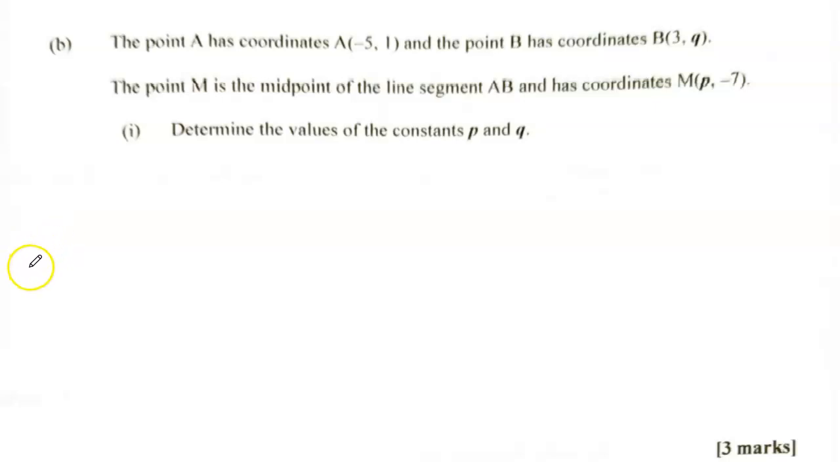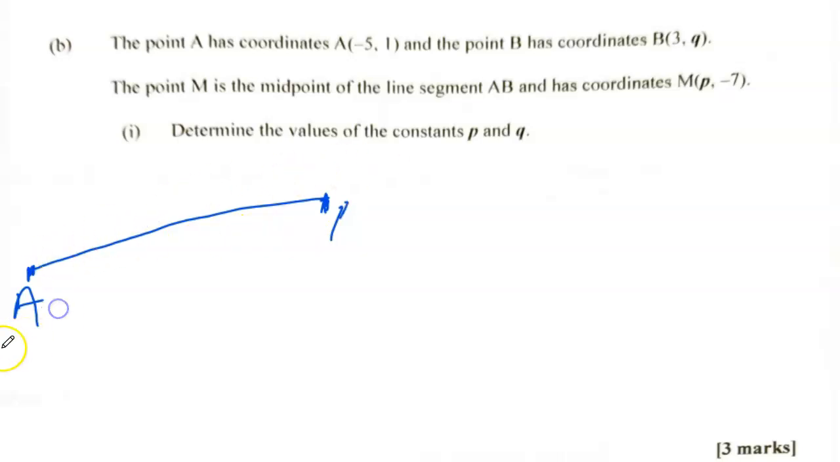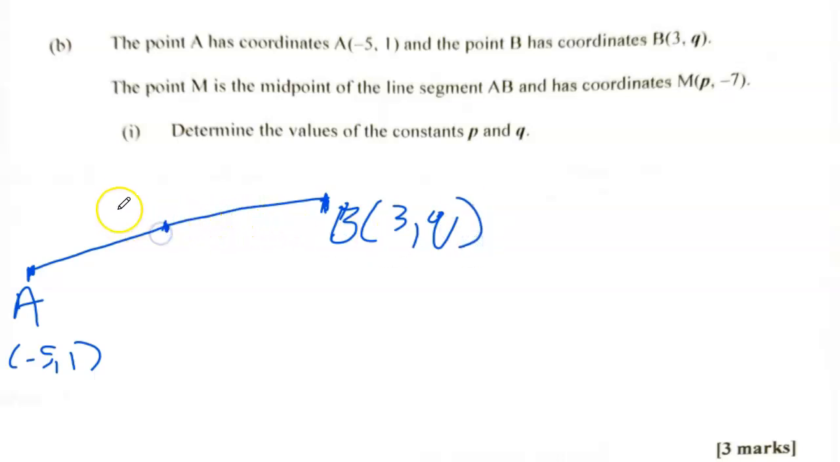Let's do a sketch to represent the situation here. We have a straight line. I use freehand, but really it's a straight line, and you can use a ruler to draw it. We have the endpoints A and B. A is the point minus 5, 1, and B is the point 3, q. We are told the midpoint M is somewhere in the center of the line AB. The midpoint is p, minus 7. We are asked to find the values of p and q.